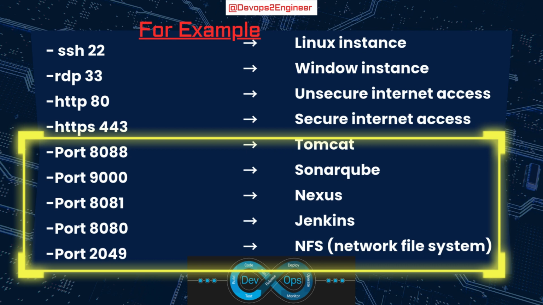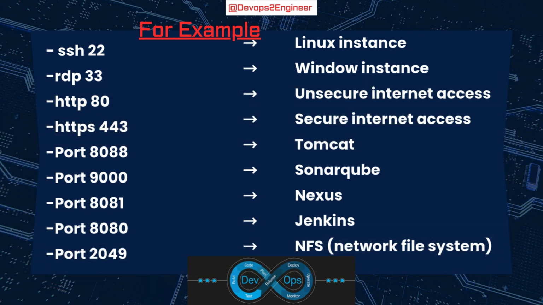For example, port 8088 is for Tomcat, port 9000 is for SonarQube, port 8081 is for Nexus, port 8080 is for Jenkins, port 2049 is for NFS, Network File Systems. Keep in mind that these ports can change depending on whatever number you want to put, but it has to start after 1025.